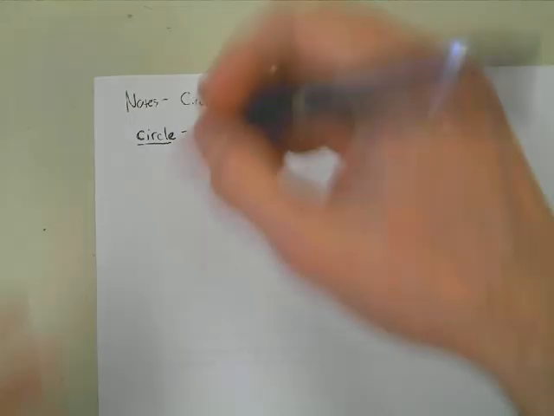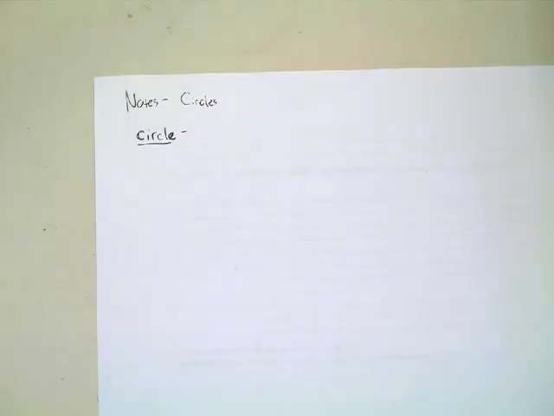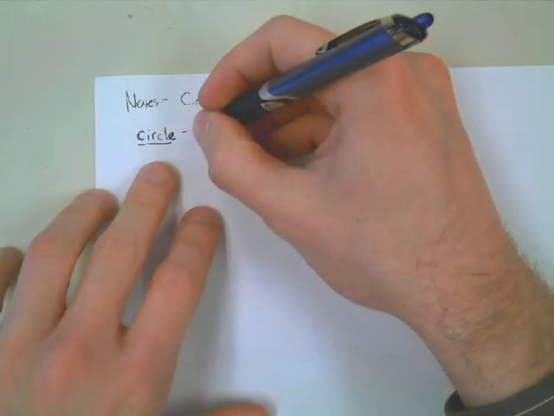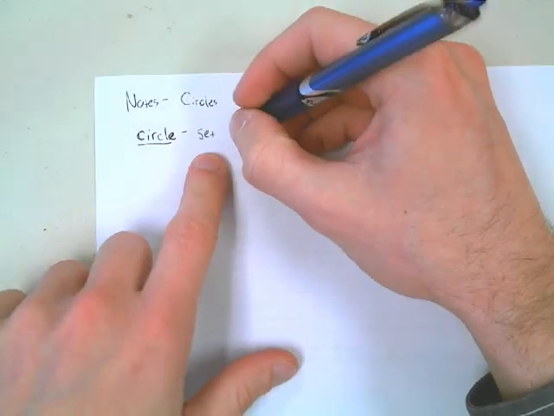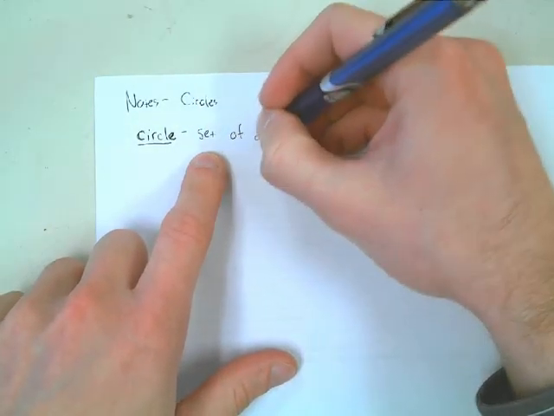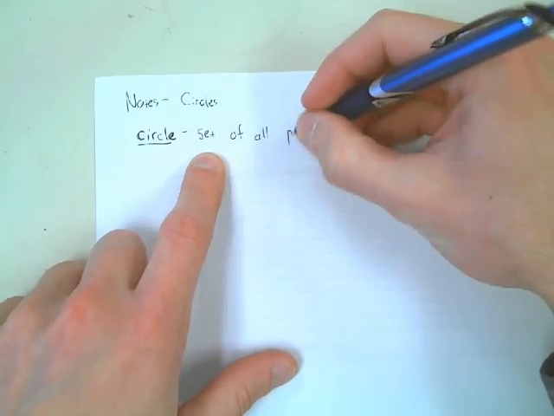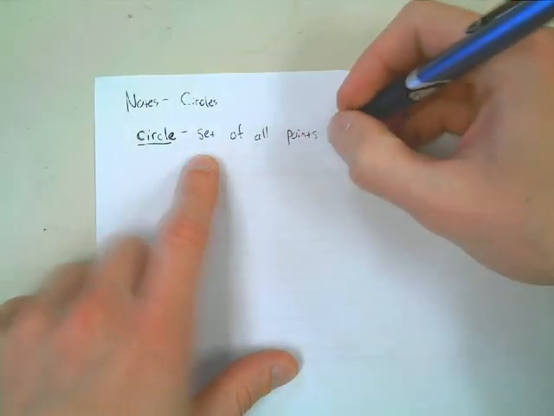And so the definition of a circle, geometrically, and this is kind of a weird way to say it, but it does work out, is the set of all points equidistant.